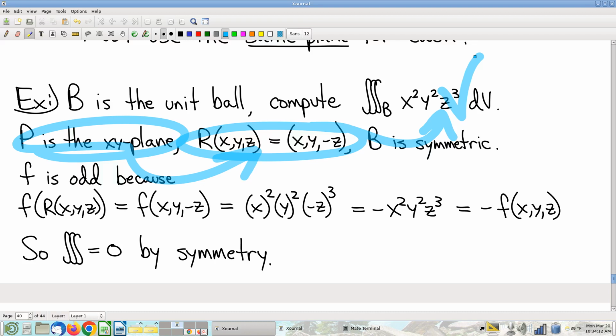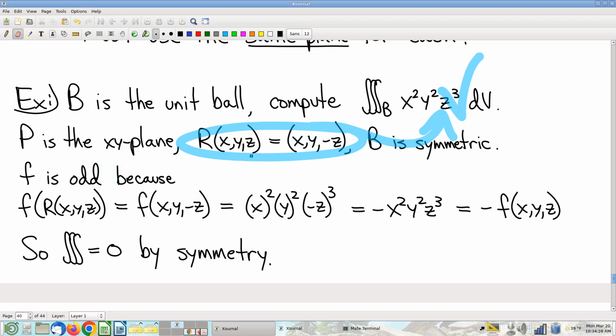So I encourage you to think strategically, right? When you're looking at an integrand, ask yourself the question, what do I have to do to make this integrand odd? Does anything leap out at me? Any sort of obvious choices? And if so, let that guide you.